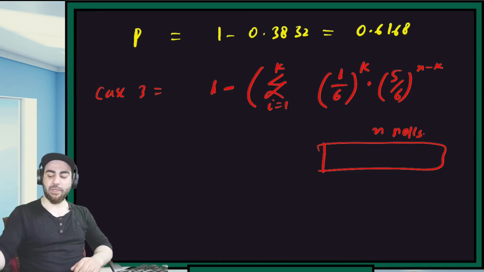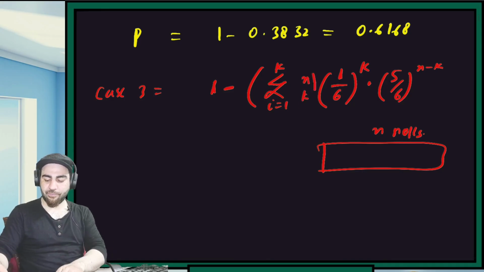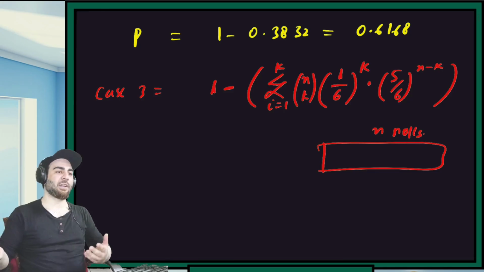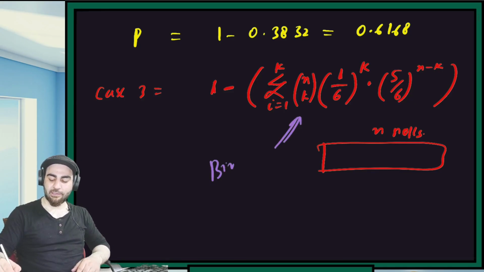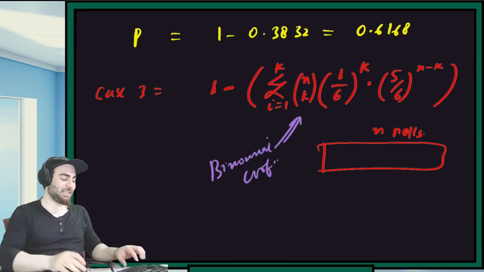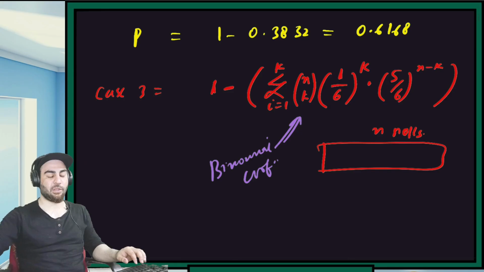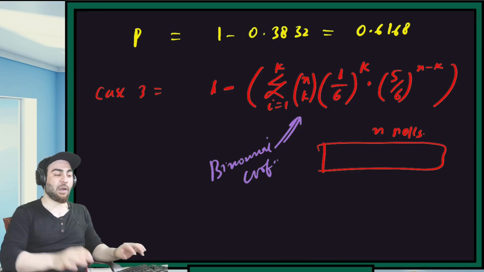But how many possible combinations are there? You have to choose k of them, so you have n choose k. This is a generic formula, and this is called the binomial coefficient. We have seen counting in detail, so this shouldn't be a problem for you. So how many of you understood this part?